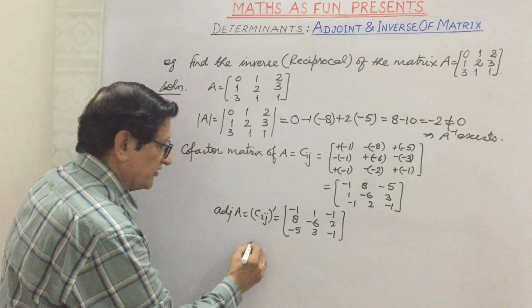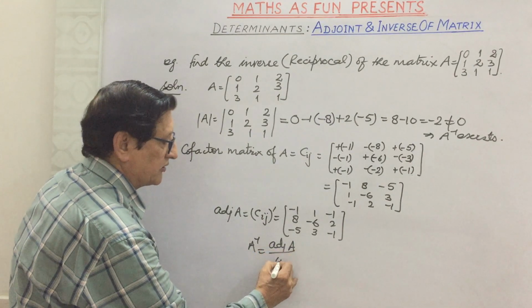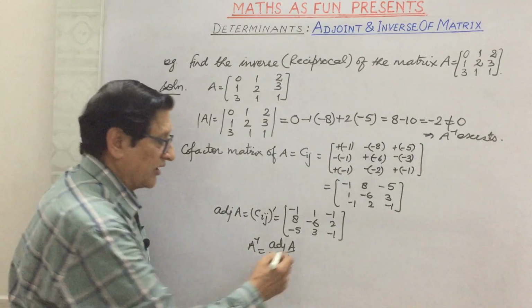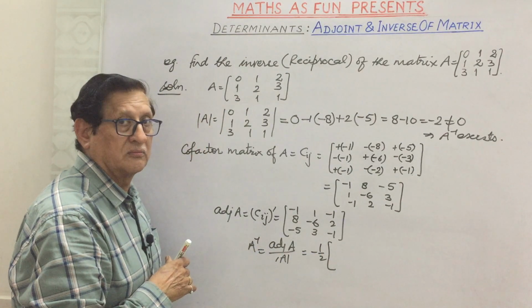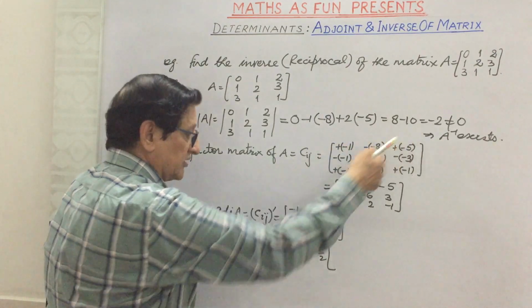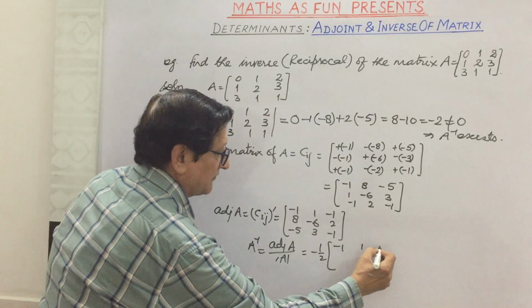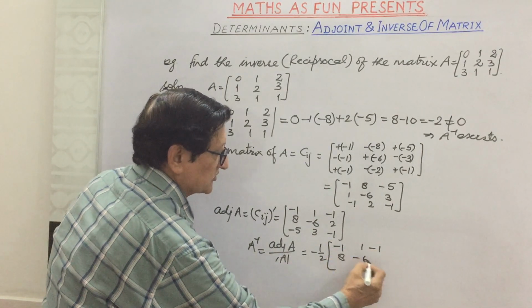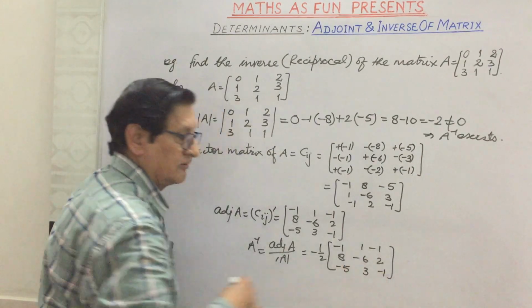To find out the inverse of A, we know the formula now, adjoint A upon determinant A. So can we write this as minus 1 upon 2, because determinant A is minus 2. Adjoint A is this, minus 1, 1, minus 1, 8, minus 6, 2, minus 5, 3, minus 1.